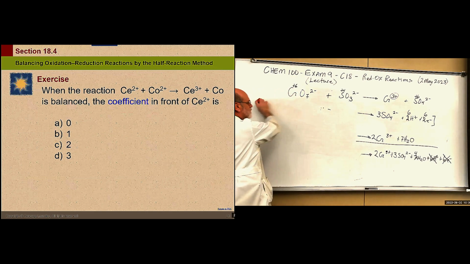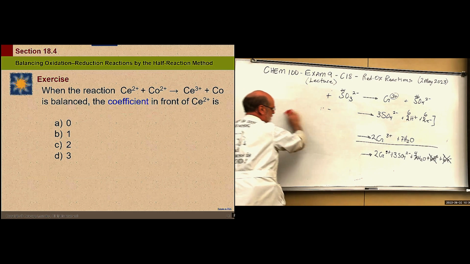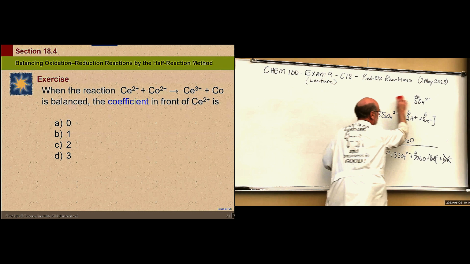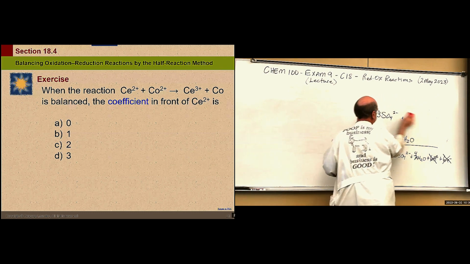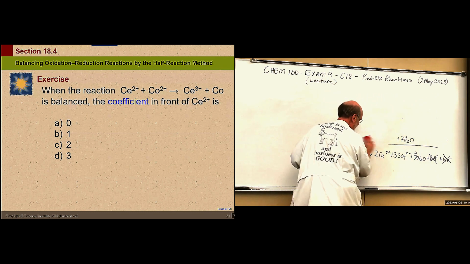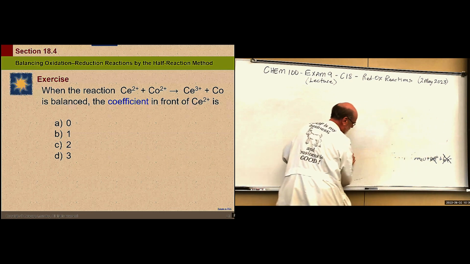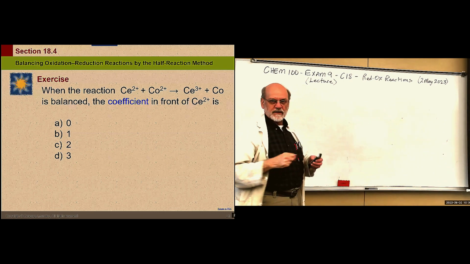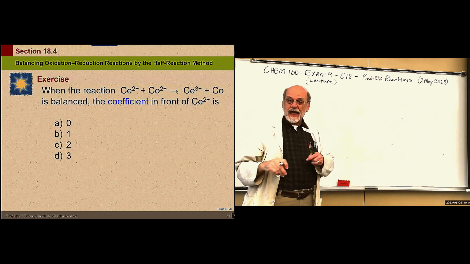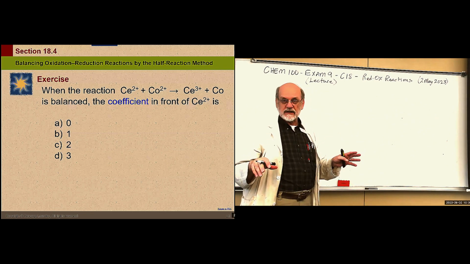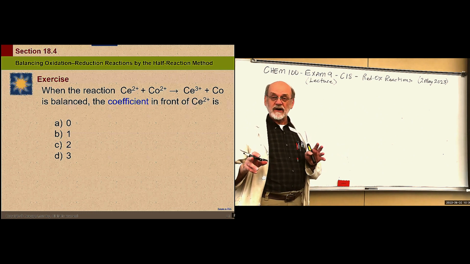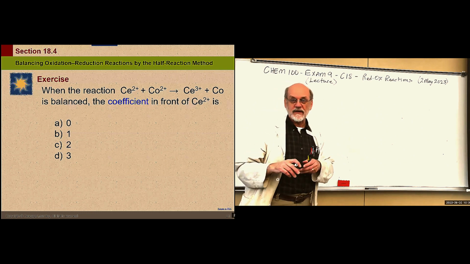Now, if you've got hydrogens and oxygens to deal with, the half reaction method is the way to go. But if the first equation has no oxygens in it, no hydrogens in it, then you can do it without breaking it apart into half reactions. And I'll show you how that works.